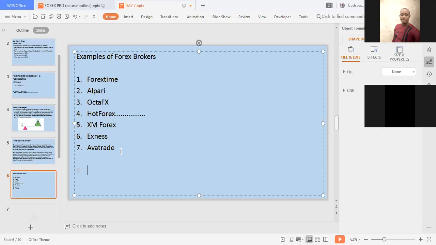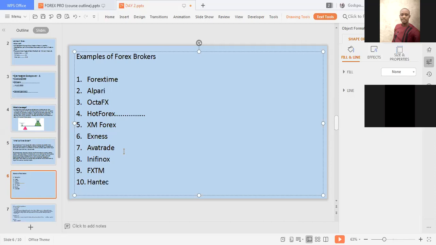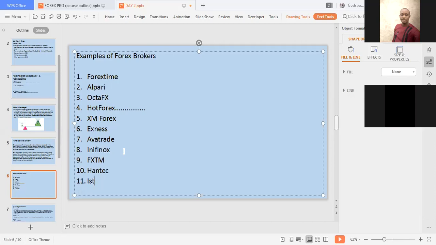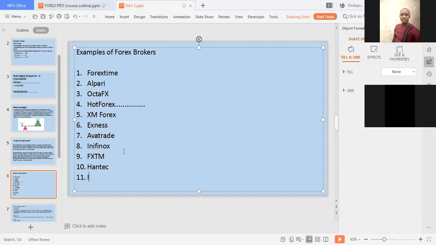Other examples are Infinox, FXTM, Antec, InstaFX. Now, the one I use, since I've been using these people, I've never regretted it for once. I've not seen a reason to regret. And I will tell you the advantages tonight. The one I use is Hotforex.